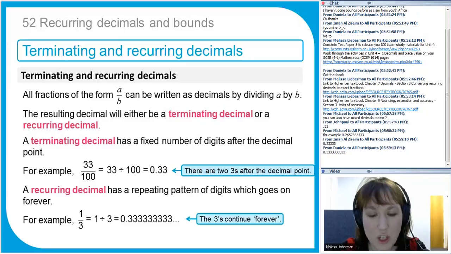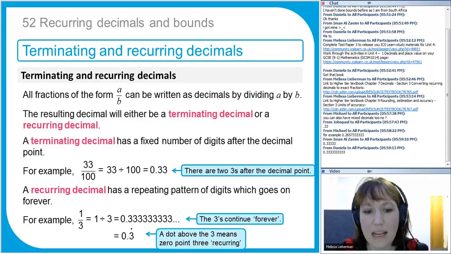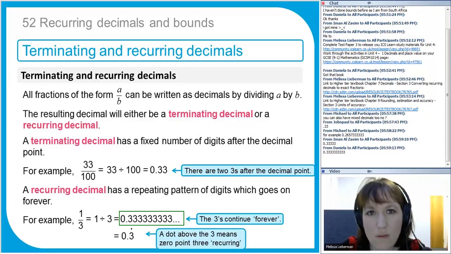And I know you can't type it in the chat box, but we indicate that with a dot above the first 3, and it's just a shorthand. Occasionally you might see a bar to indicate the repeating part, but just a dot is fine. It's what we usually use here in the UK. So the dot above 3 means 0.3 recurring. And this number is different from this number. So if I rounded this to 2 decimal places, I would get 0.33, but it's not the same. A third and 33 over 100 are different numbers, obviously. So one's terminating and one's recurring.